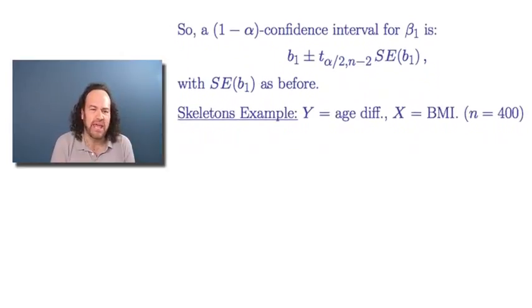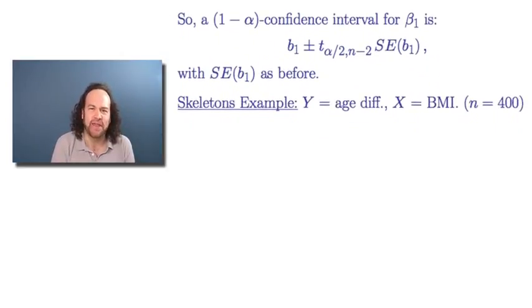So now let's do that skeletons example again. So that example of a regression that we had from the previous lecture. And there, remember, y was the age differences, the difference of the estimated minus the actual age of the skeleton at death. And x was now the BMI, the body mass index. And we had this data for 400 skeletons.